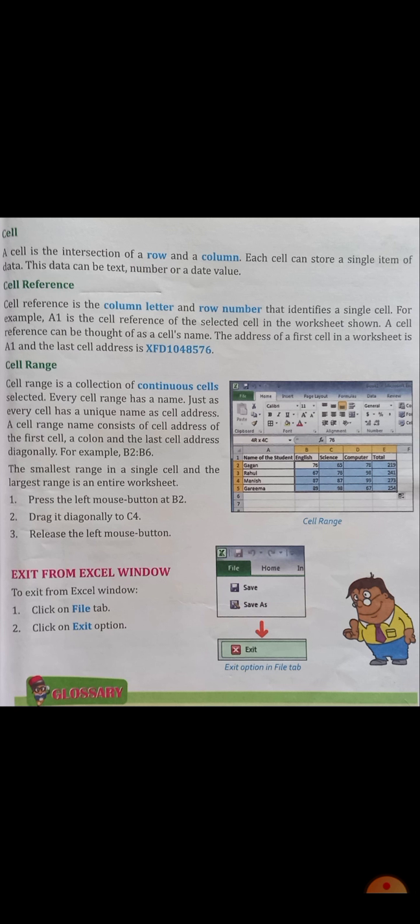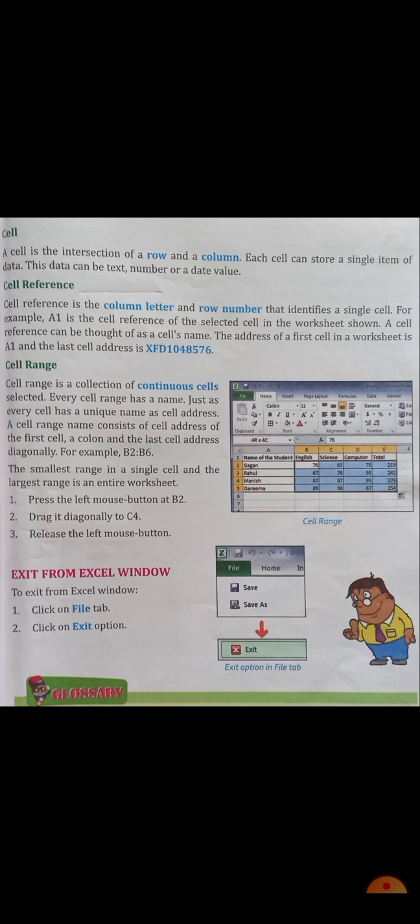It can be your name, your class, your school, your district, your address, your location, any kind of information, children. You can write any data over there. This data can be text, number, and date value. It can be any alphabet, any number, or any date value. Understanding, children?